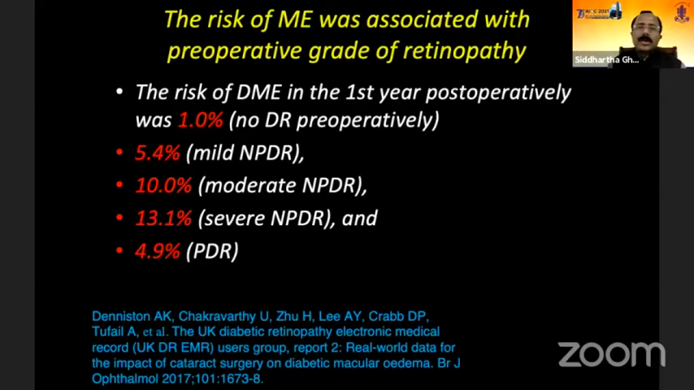And they have shown the risk of macular edema associated with preoperative grades of diabetic retinopathy. The risk of DME in the first year postoperatively was about 1%, even when there was no diabetic retinopathy preoperatively. So even in patients who did not have diabetic retinopathy preoperatively, they run a risk of about 1% of developing diabetic macular edema post-cataract surgery, within 1 year postoperatively. And the worst risk is with severe NPDR, with a risk of about 13.1% of worsening of DME.